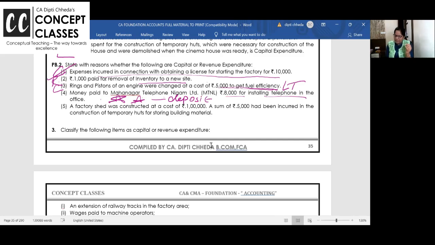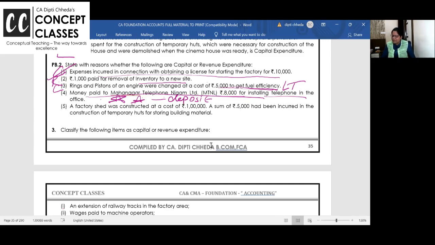So frankly speaking, the money what you pay to Mahanagar Telecom and all, this is not an expenditure. Capital भी नहीं है, revenue भी नहीं है. This is a deposit. ठीक है? A factory shed was constructed at a cost of 1 lakh.